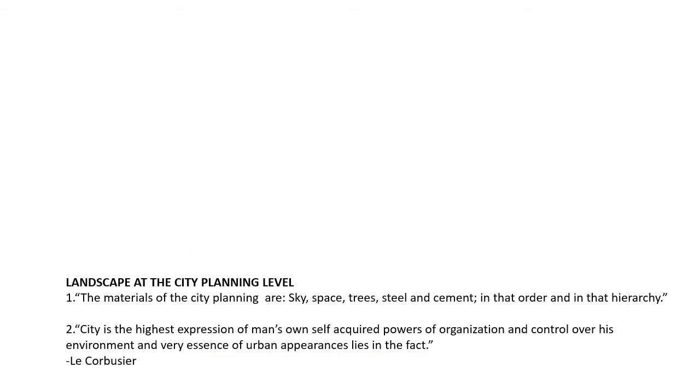So when we talk about the city planning level, the materials of city planning are sky, space, trees, steel, and cement, in that order and in that hierarchy. Steel and cement here means buildings. So buildings, trees, sky, and space make a true landscape and true cityscape in planning. So we can now define: the city is the highest expression of man's own self-acquired power of organization and control over his environment, and every essence of urban appearance lies in that fact.